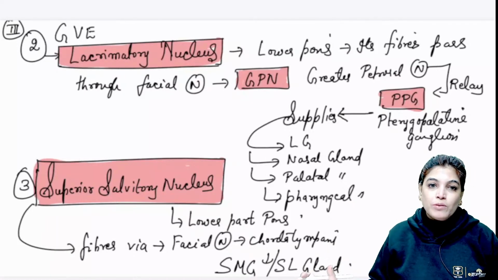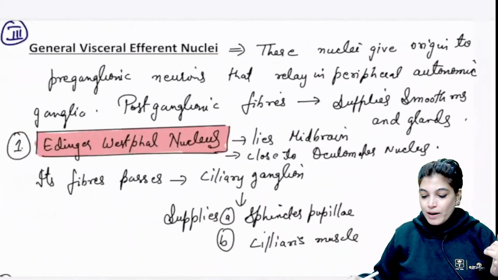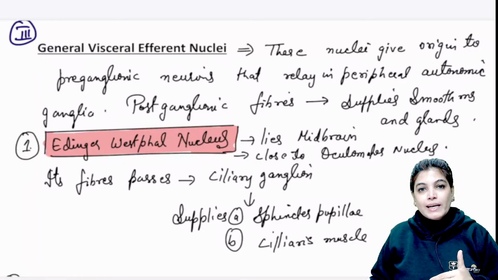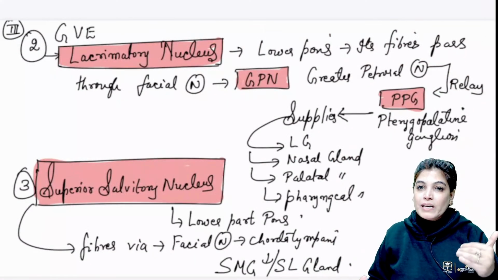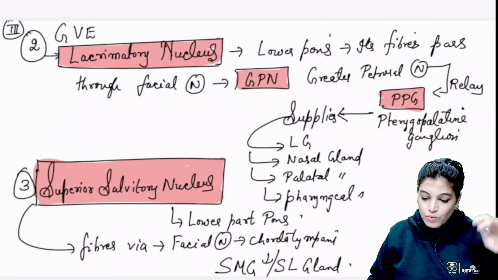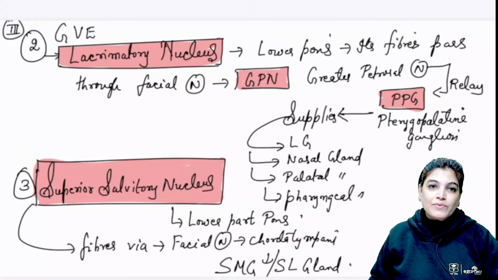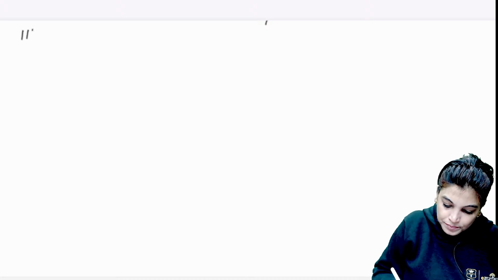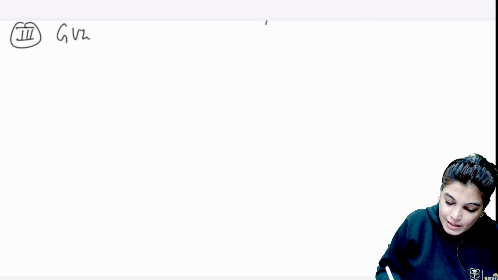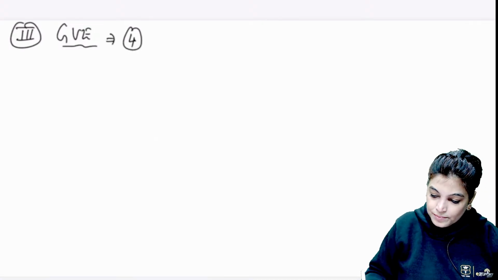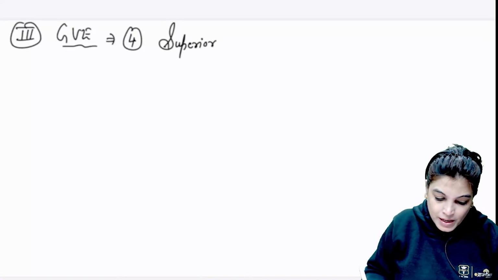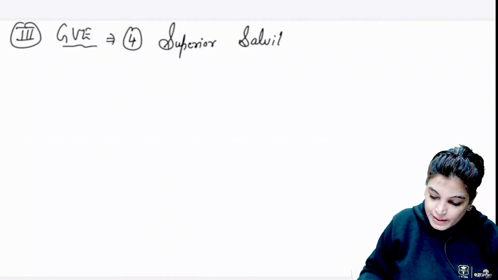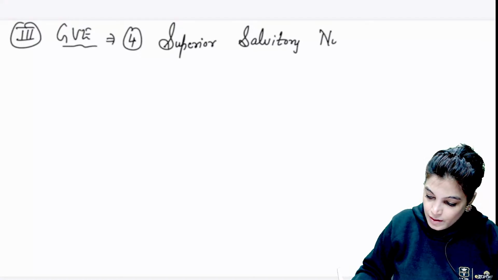Sublingual and submandibular gland. So now we know the function of Edinger-Westphal nucleus, the function of lacrimatory nucleus, and the function of superior salivary nucleus. Now, the fourth nucleus of general visceral efferent.